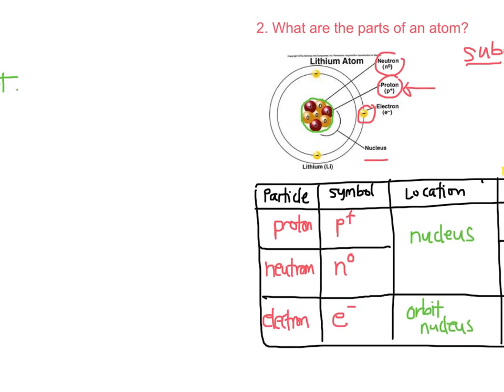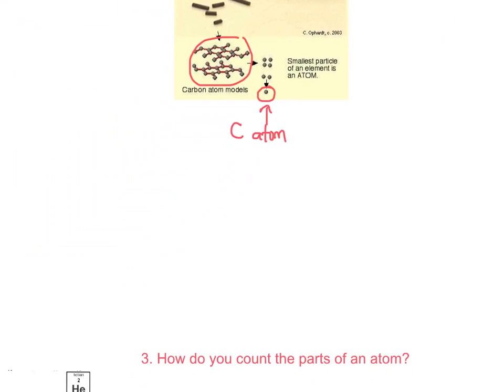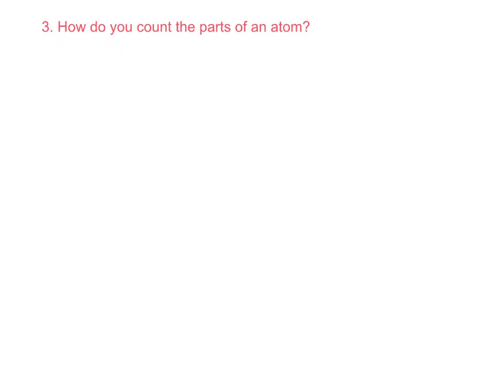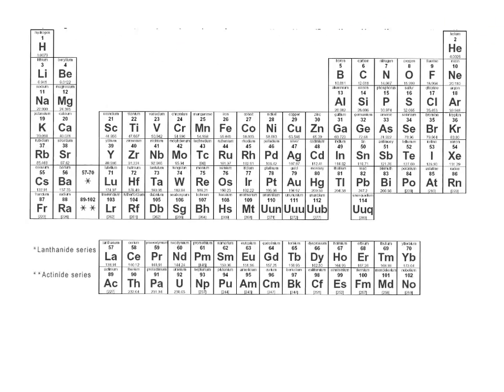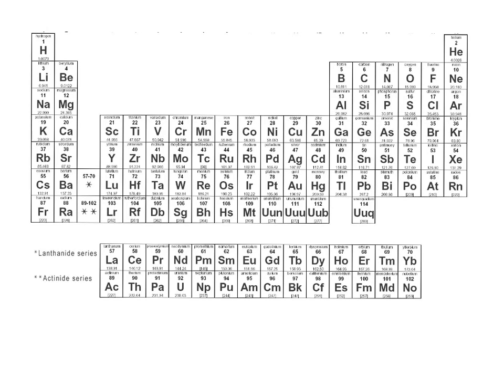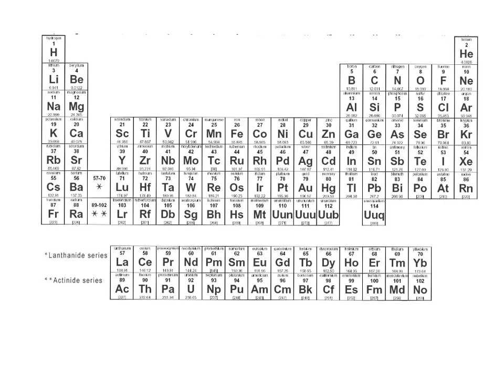All right. So let's go down to how do you count the parts of an atom? To do that, you're going to need some information, and a lot of that information you can actually get from this thing. This is called your periodic table. The periodic table is a very useful tool, and we're going to use it a lot in this class.